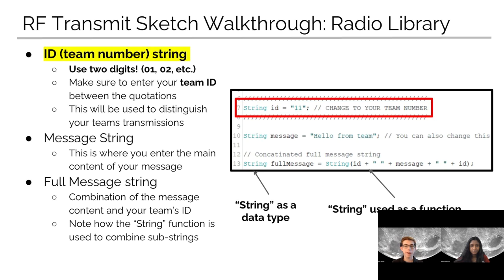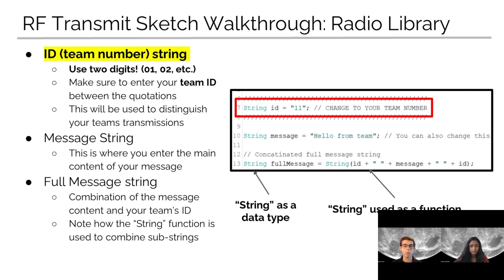So next you will see we have a variable called ID. You will want to set this to your team ID. If your team ID is just a single digit, you want to make sure you actually use 2 digits. So if your team number is 1, you want to use 01 instead. This variable will be important for distinguishing your transmissions from other teams' transmissions.